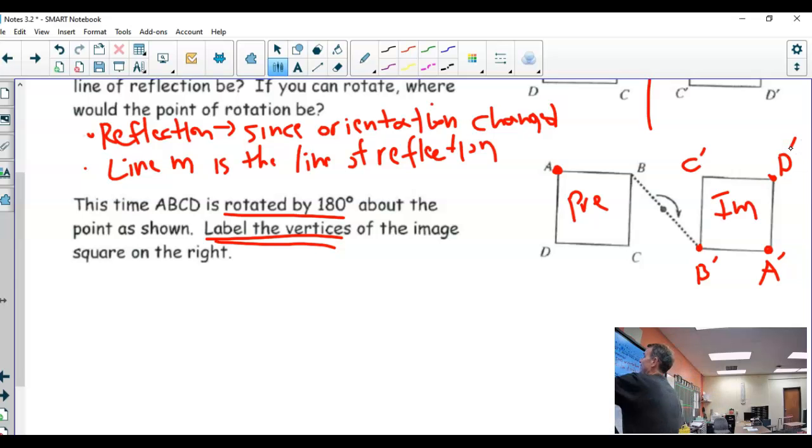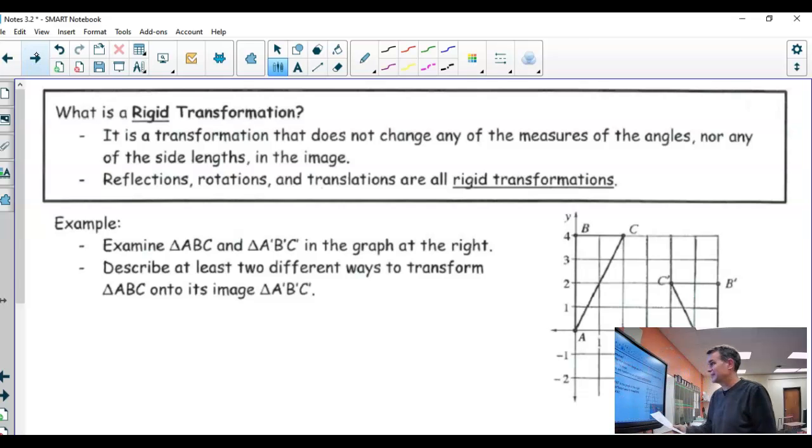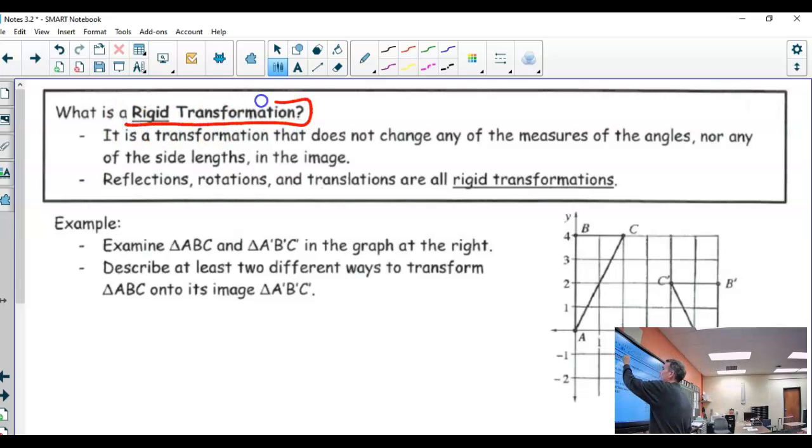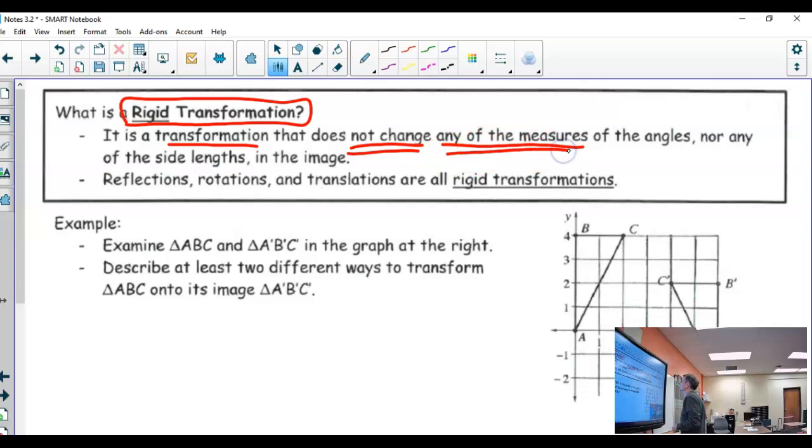All right. Last one, thank goodness. I'm just going to talk about this for a minute. What is a rigid transformation? So this is just a vocabulary word for you. A rigid transformation is a transformation that does not change any of the measures of the angles or the side lengths. All the measurements stay the same. It really just moves the shape.